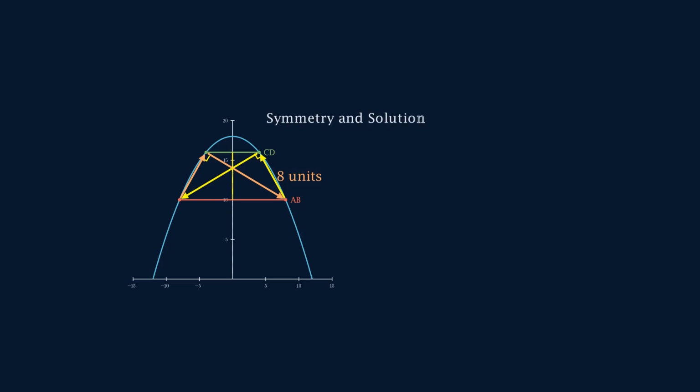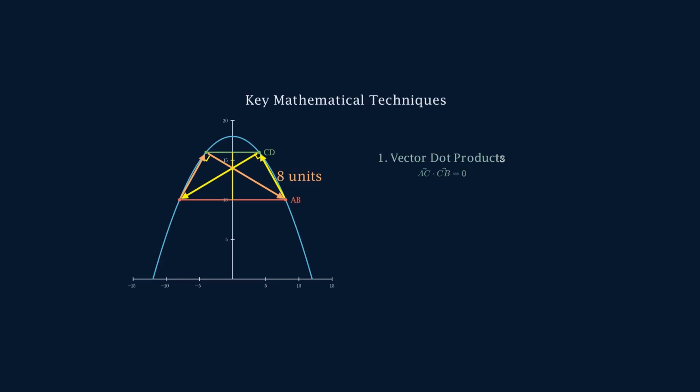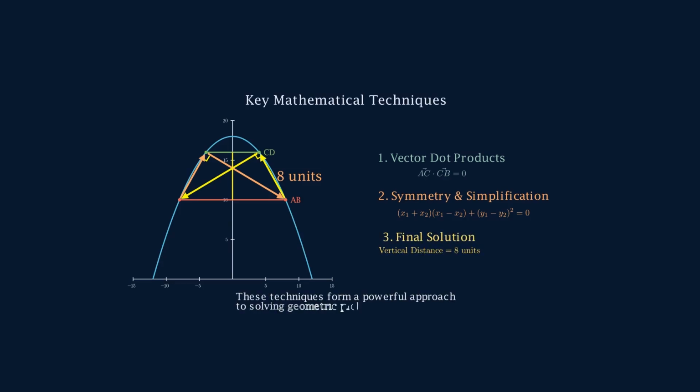Recall explicitly the dot product formula for two vectors (u1, v1) and (u2, v2). Dot product equals u1 times u2 plus v1 times v2 equals 0. Applying this clearly to our vectors AC and CB, we obtain (x2 − x1)(x1 − x2) + (y2 − y1)(y1 − y2) = 0. Notice that the second product is conveniently −(y2 − y1)², since y1 − y2 = −(y2 − y1).